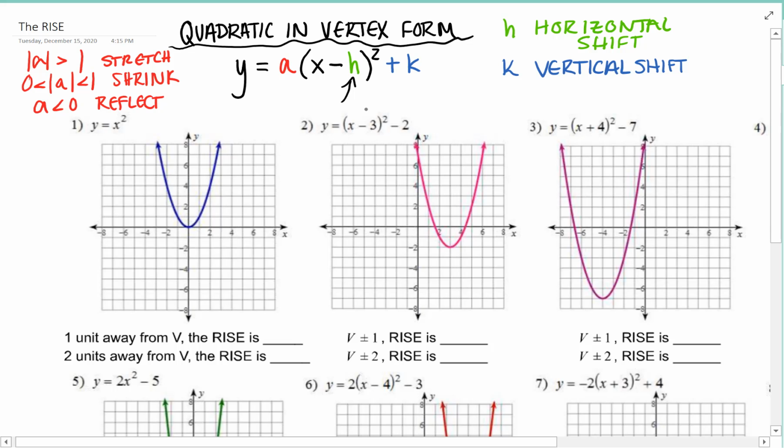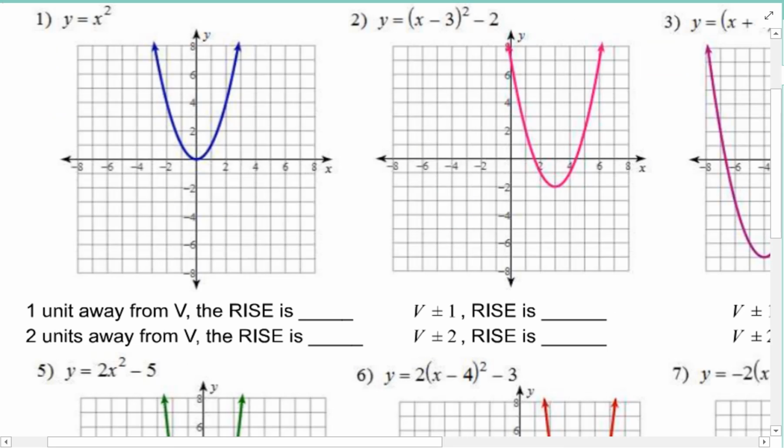Your horizontal shift is inside. It's the opposite sign of what you see inside because of this negative, and the vertical shift is on the outside. We're going to look at how the parabola curves, okay? And if there's a pattern that would make our lives a little bit easier and would make graphing a little bit easier.